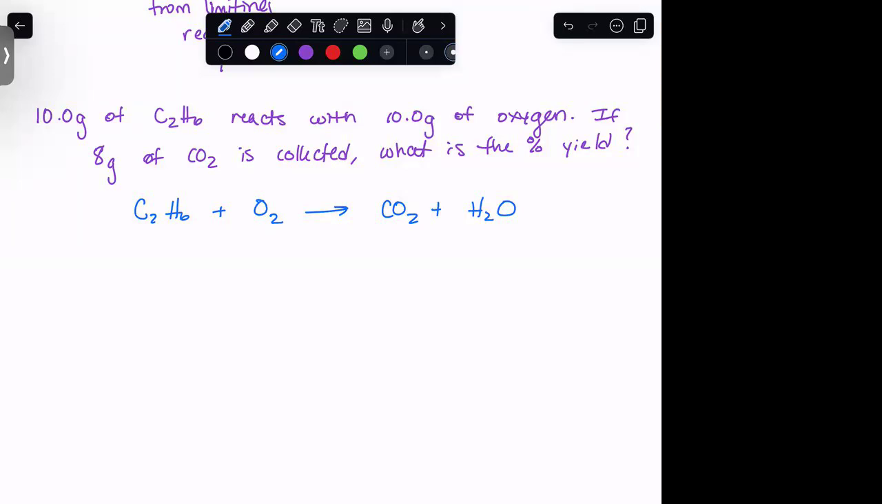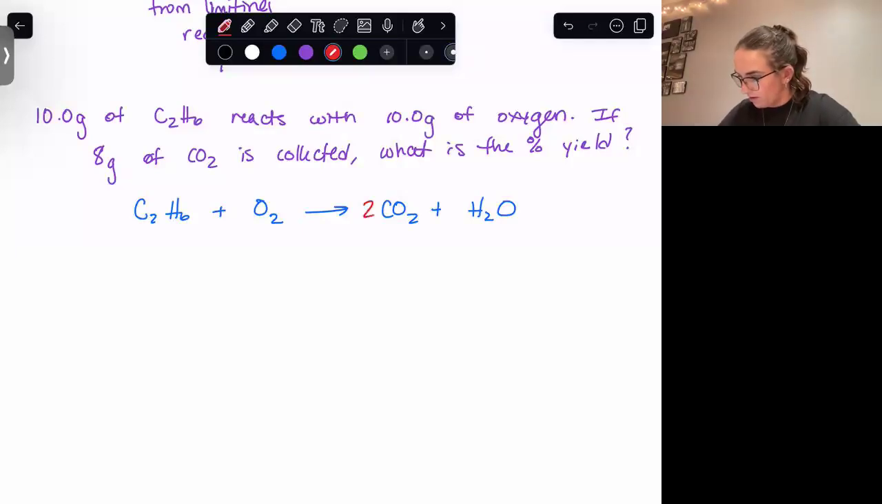Balance the equation. Perfect. So I'm going to put a 2 here, and a 3 here. That makes my oxygens bad, so I'm going to put a 2 here, a 4 here, a 6 here, and a 5 here. Okay, so now we have a balanced reaction. What's the next thing we need to do?